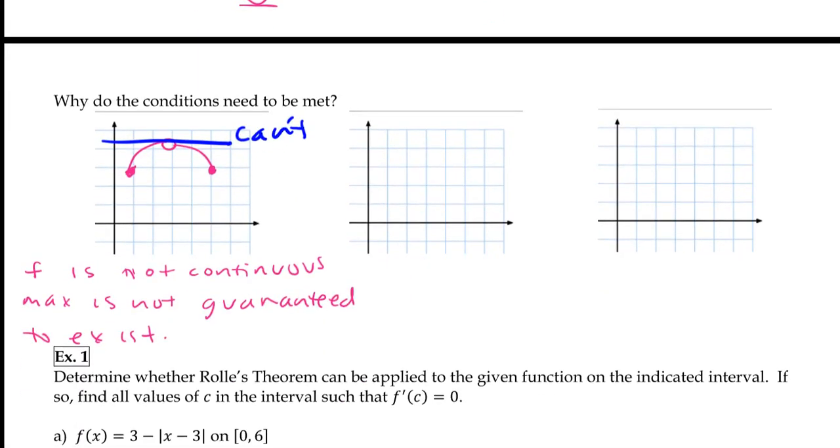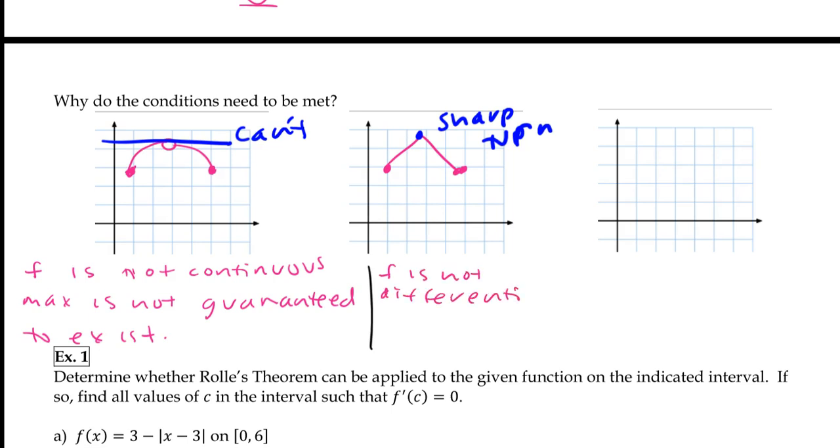Now, why do we need differentiability? Let's say I start where I end again. Let's say I start here and end here. What if I have this? The function is not differentiable there. Do you see that because we have a sharp turn? The function's not differentiable there. We can't draw our tangent line. We don't have a derivative equal to 0. Okay, so that reason would be, what happens if f is not differentiable? Why do we need this to happen? Because f prime can't equal 0, because the derivative doesn't exist there.